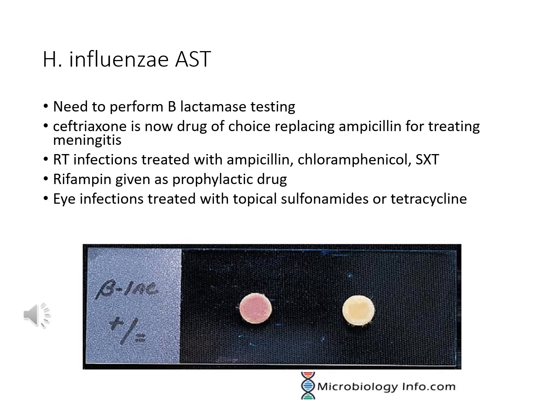For Haemophilus influenzae isolates, we always need to perform beta-lactamase testing. Ceftriaxone is now your drug of choice, which replaces ampicillin for treating meningitis. Respiratory tract infections can be treated with ampicillin, chloramphenicol, or a sulfa drug. Rifampin can sometimes be given as a prophylactic if needed. And eye infections can be treated with a topical sulfonamide or tetracycline.